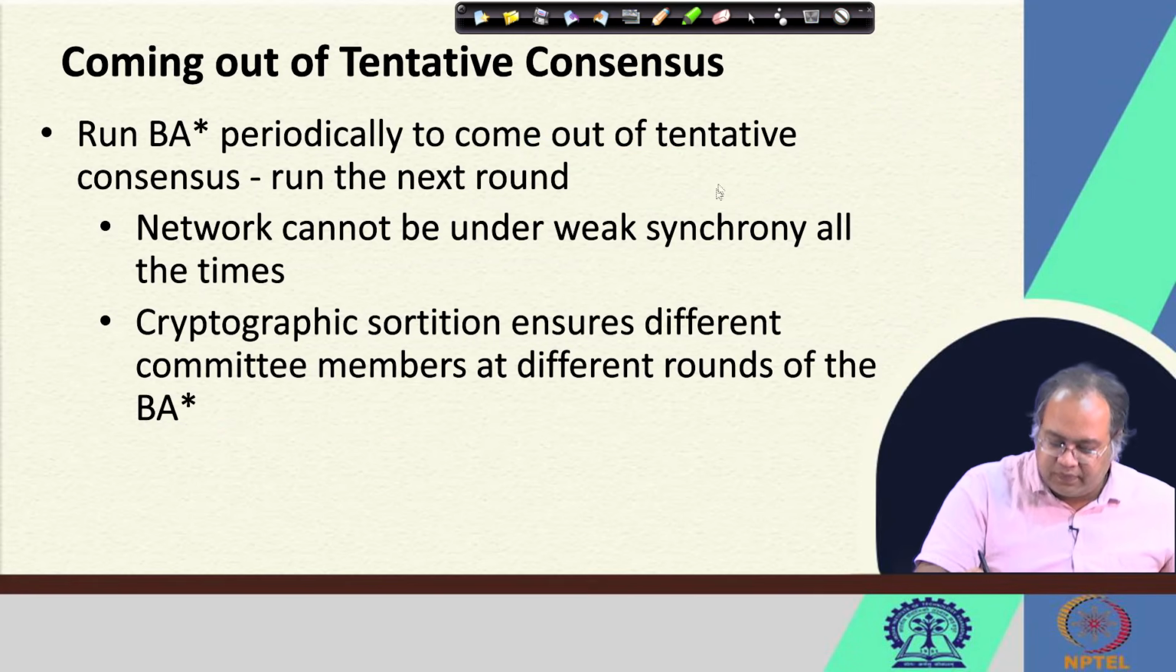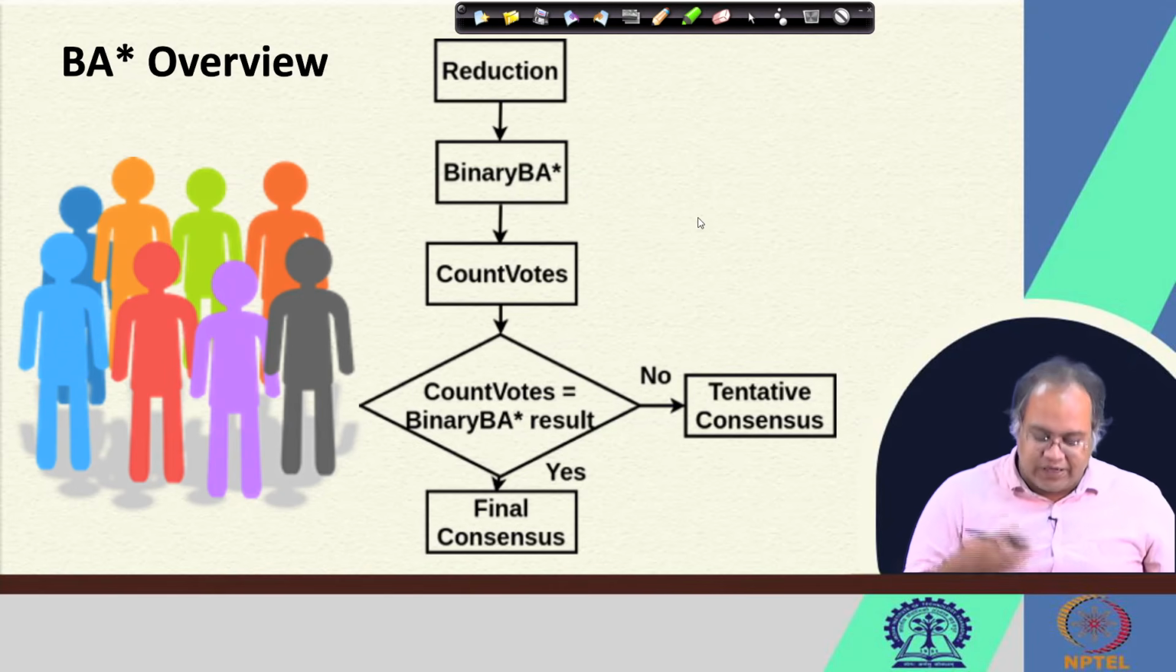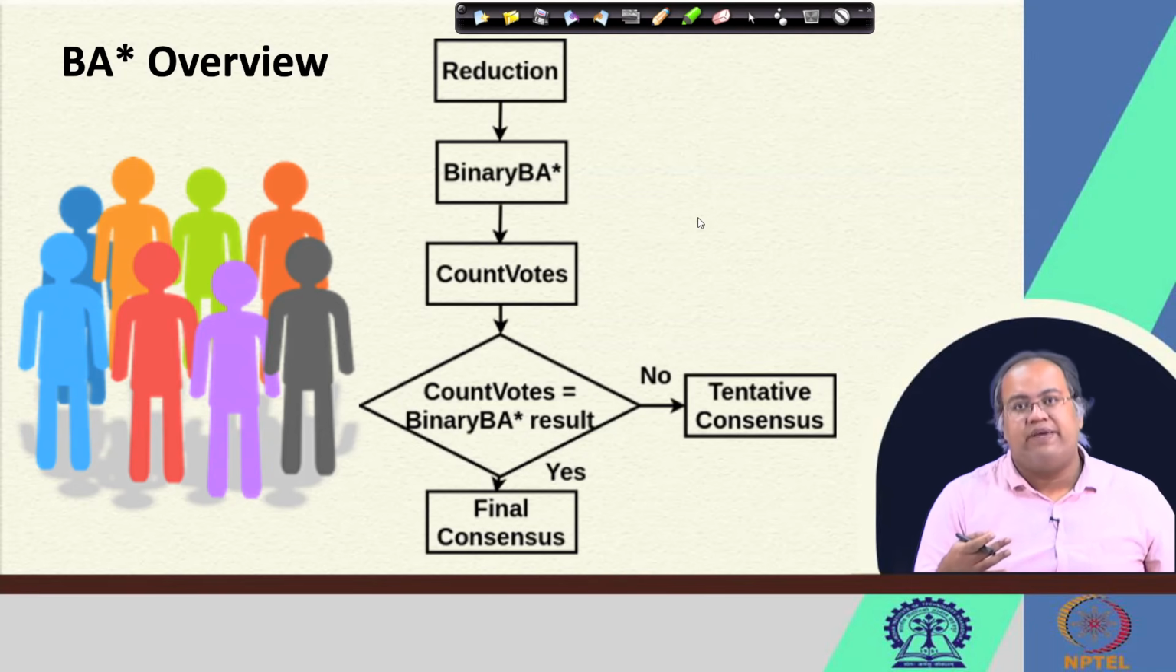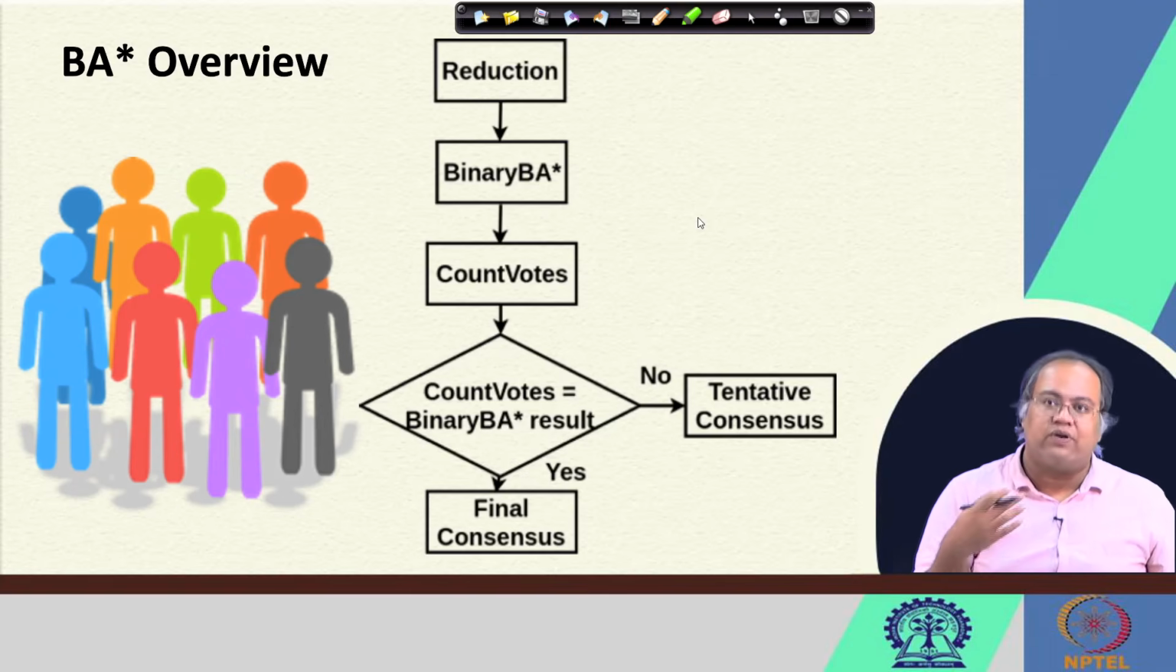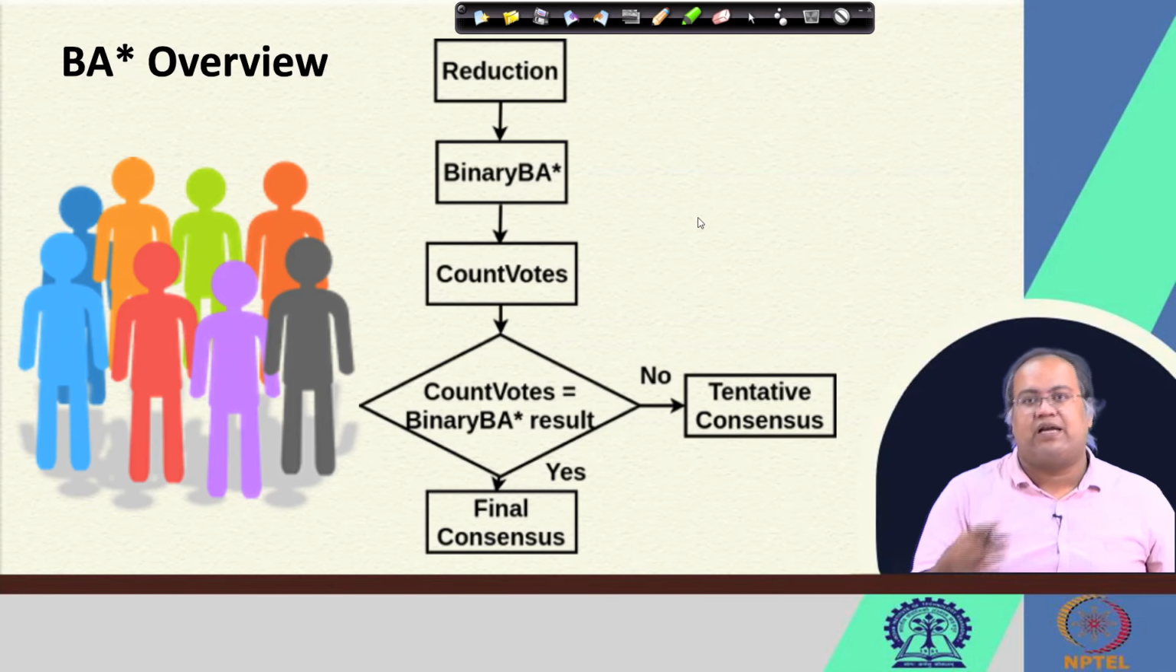So, this is the overview of the BA star algorithm. You reduce the size of the network by using cryptographic sortition, and you run the BA star. We call it binary BA star because it takes a decision whether to accept a block or reject a block. Then you count the votes, and if your number of votes equals the binary BA star result, you are in a final consensus. Otherwise you are in a tentative consensus and move to the next round with a new set of committee members. That is the entire algorithm being executed.